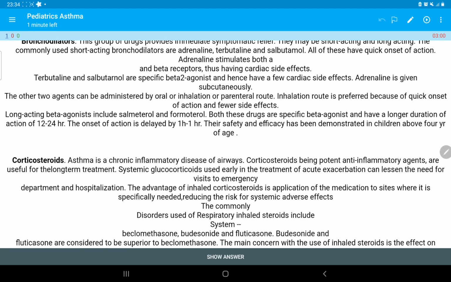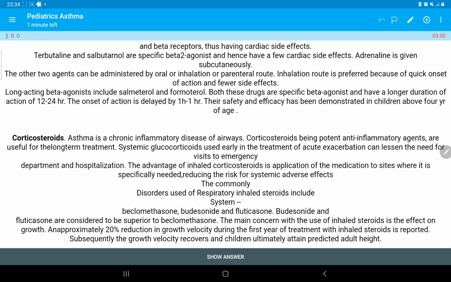Long-acting beta agonists, that is salmeterol and formoterol. Both these drugs are beta agonists and have a long duration of action, that is 12 to 24 hours. The onset of action is delayed by 1 hour. The safety and efficacy have been demonstrated in children above 4 years of age.